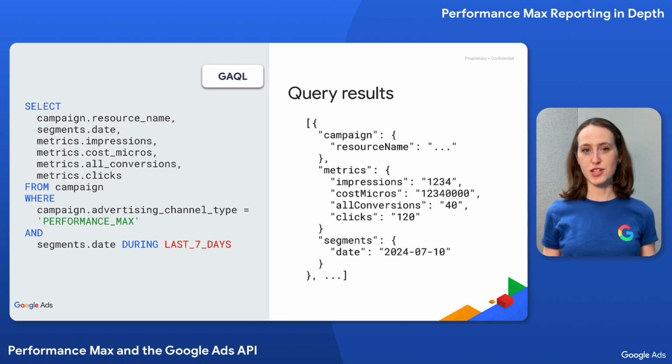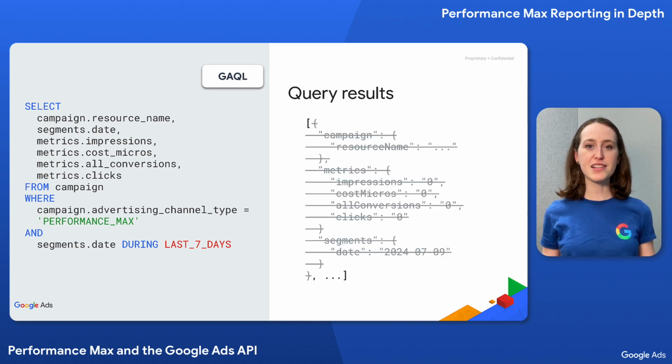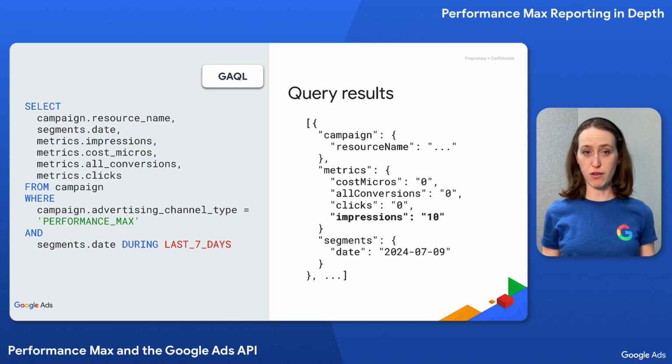One is that our results are broken up across multiple rows, one for each date. Another is that our results will exclude any rows for which the selected metrics are all 0. For example, suppose my campaign had no impressions, clicks, conversions, or cost for July 9th, 2024. Because all of the selected metrics are 0, this row won't be returned at all. Rows where any of the selected metrics are non-zero will be returned.